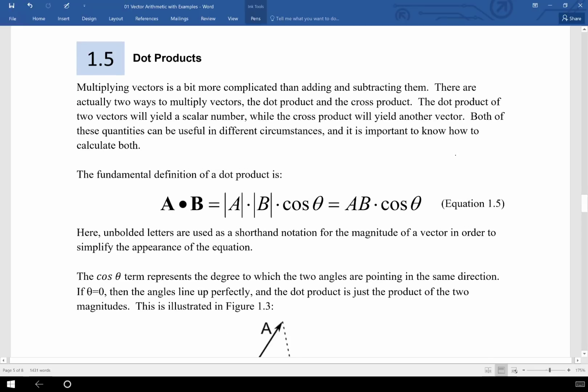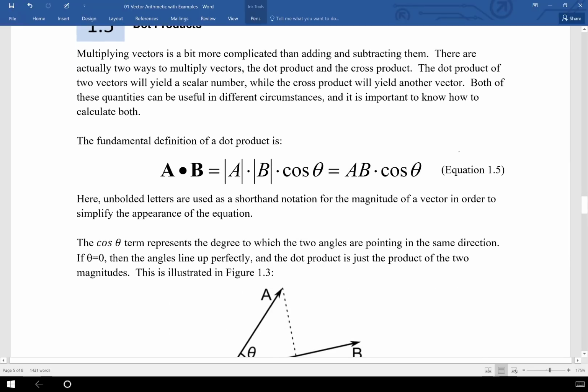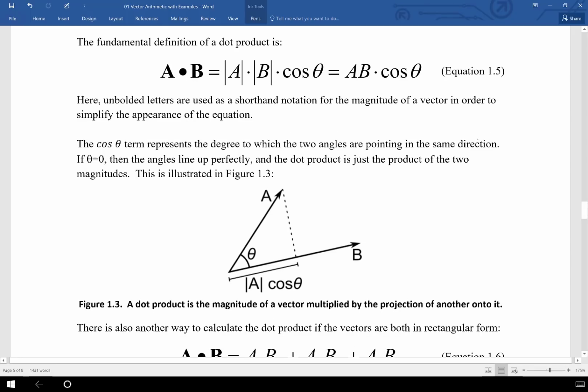There are two equations we can use to calculate the dot product. The first of them is shown in equation 1.5. In this case, you're going to take the magnitude of A times the magnitude of B times the cosine of the angle between them. And as you can see in this figure 1.3, that's effectively taking the magnitude of one vector times the projection of the second vector in the same direction. So if those two vectors line up in exactly the same direction, then their dot product will simply be the magnitude of their products. Correspondingly, if they were perpendicular to each other, the dot product is going to be 0.